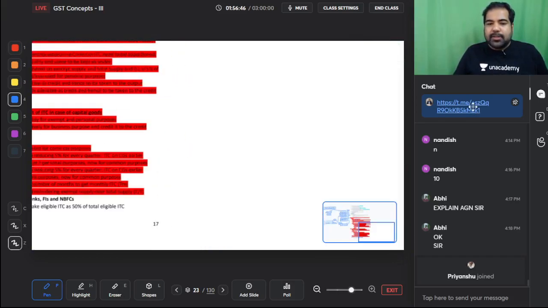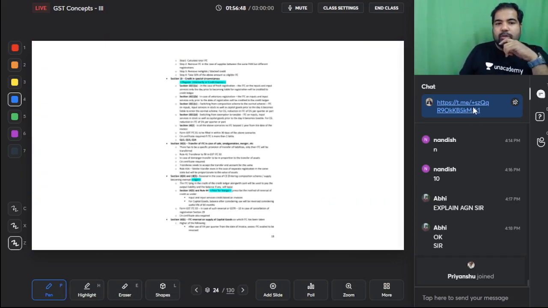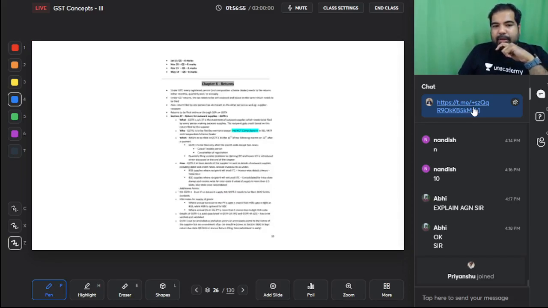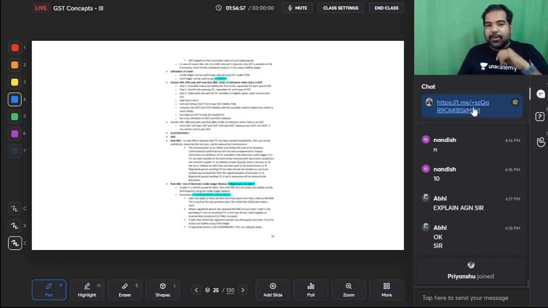So this is how it is. We are moving ahead now to the next section, that is section 18. So 18th, and then there is some payment, and then this big chapter comes to an end.